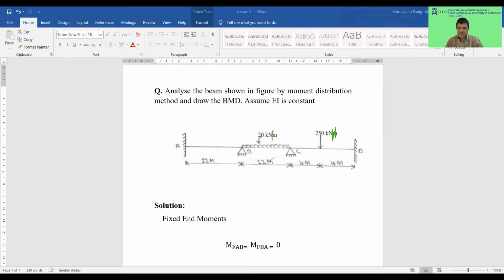The spans are given as 12, 12, and 8 meters. There is no sinking of supports. We'll start the calculation now. First, we have to find out the fixed moments.